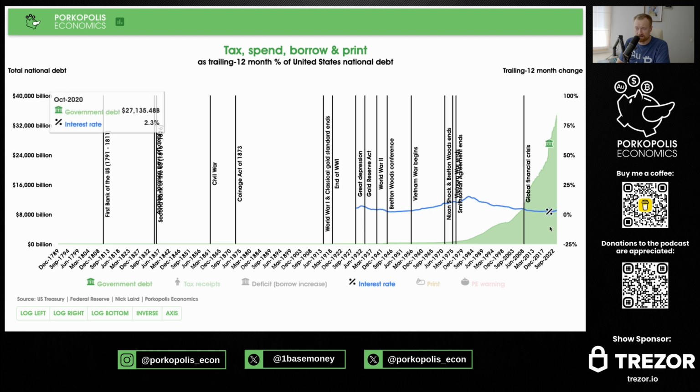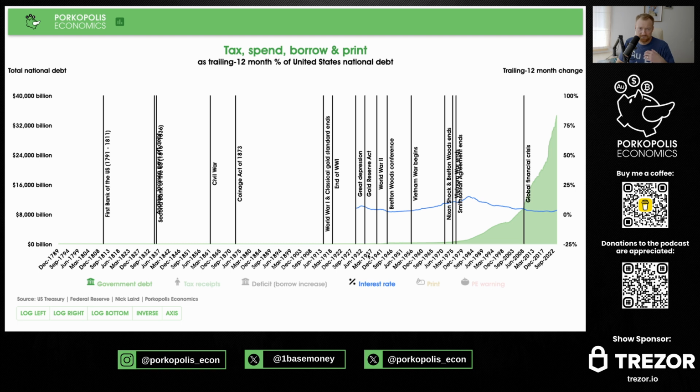You can barely see it here, but remember, 2% during peak COVID times. It's now 3.2%. It's going up. So on a percentage basis and on a real nominal basis, the United States debt payments are going up, and it's something to pay attention to.